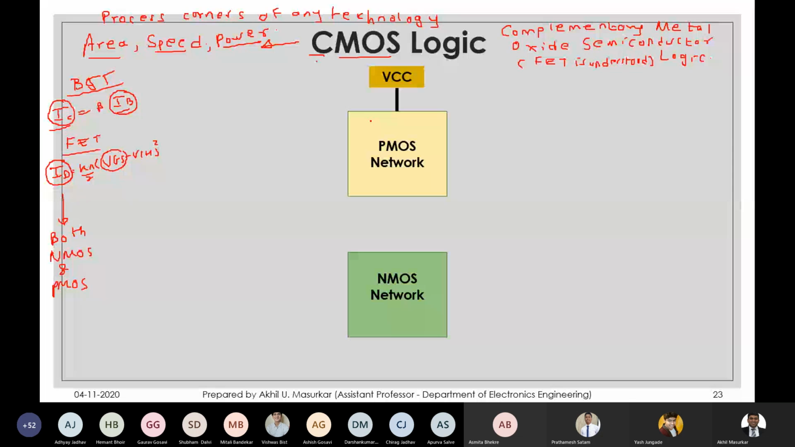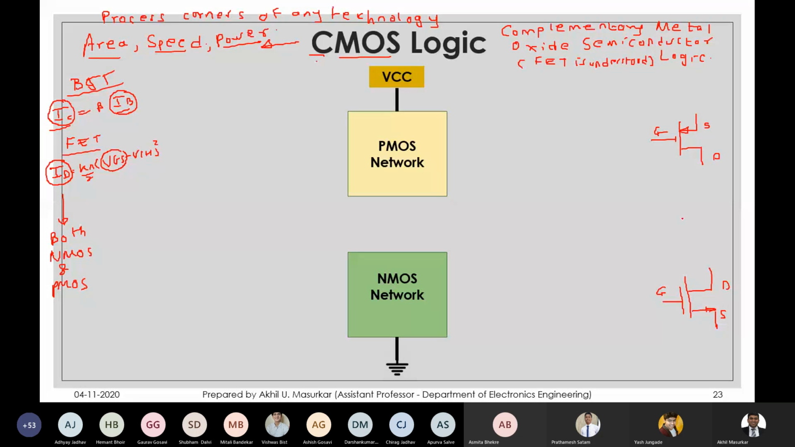The PMOS network is always connected towards VCC, or in many cases it is also written as VDD, and NMOS networks are connected towards ground. The symbol of PMOS is like this: this is your source, gate and drain, and the symbol of NMOS is like this: source, drain and gate.